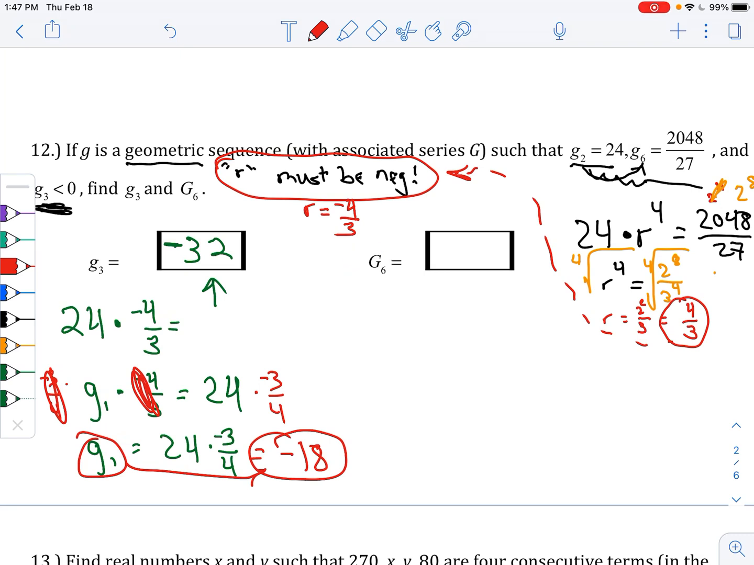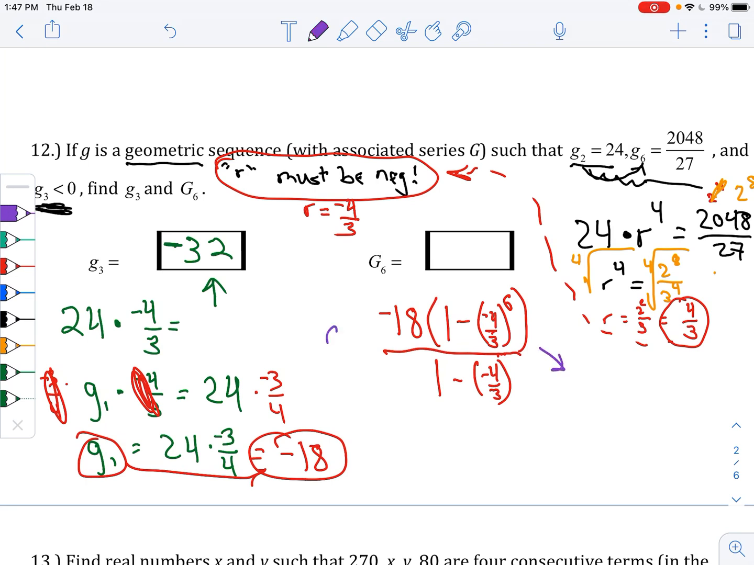That's going to be that formula where we took the negative 18, that's our first term, times 1 minus the r. Now careful here, the r we said was negative 4/3, and that's going to all be to the power of 6, and that's going to be over 1 minus negative 4/3. Now of course, I'll write this down here, this is G sub 6. My denominator, 1 minus negative 4/3, is going to equal positive 7/3. I'll write that down here.